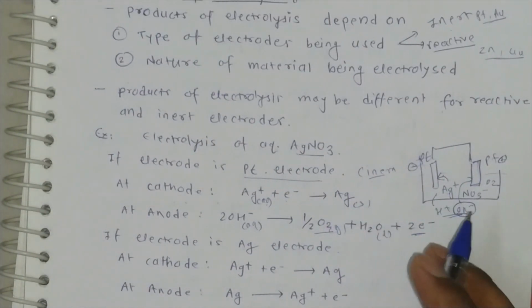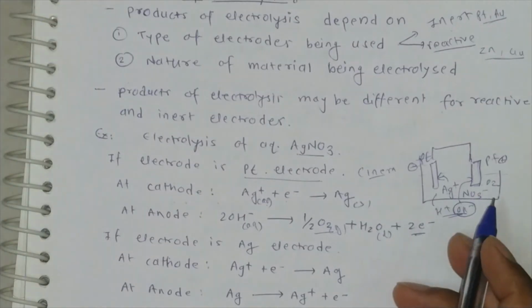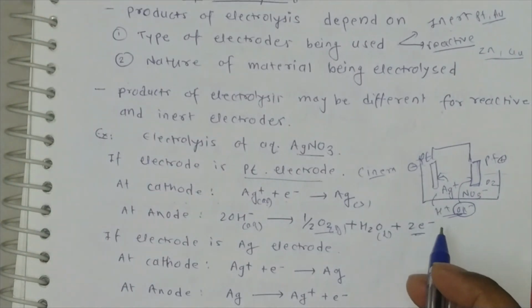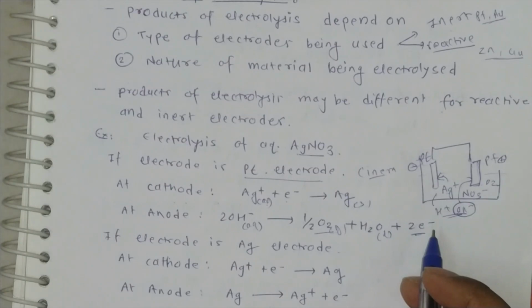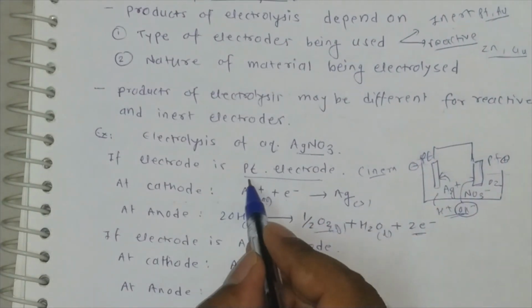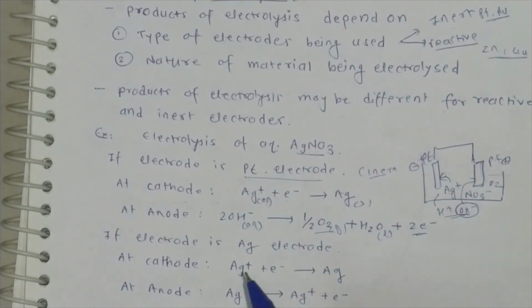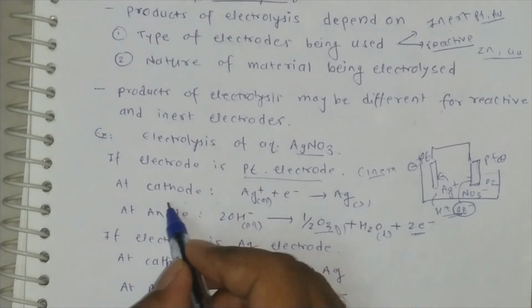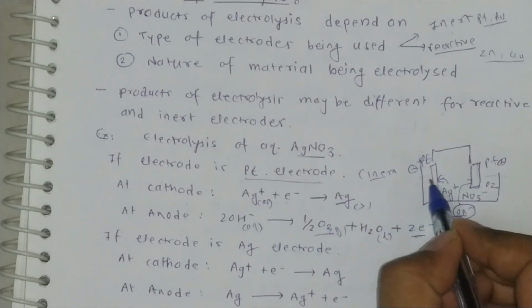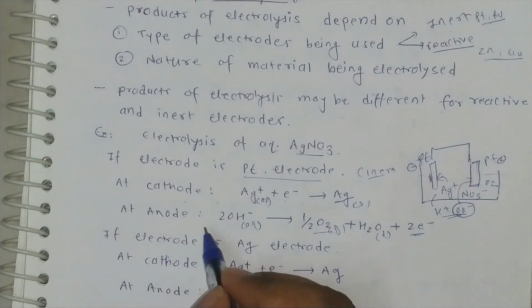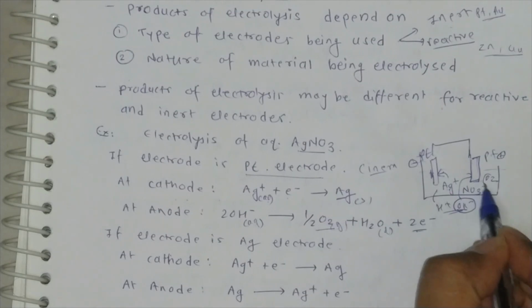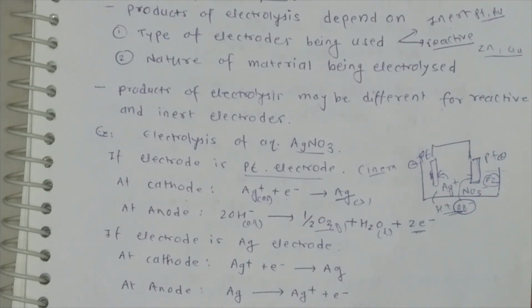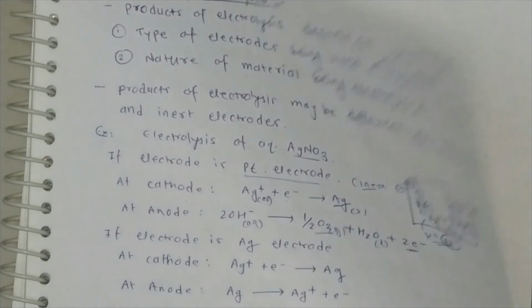Now the important thing is not the process, how it happens. The important thing is what products are formed if we use platinum electrodes. If we use platinum electrodes for electrolysis of aqueous AgNO3, then at the cathode silver gets deposited, and at the anode oxygen gas is liberated. This is in the case of inert electrodes like platinum.